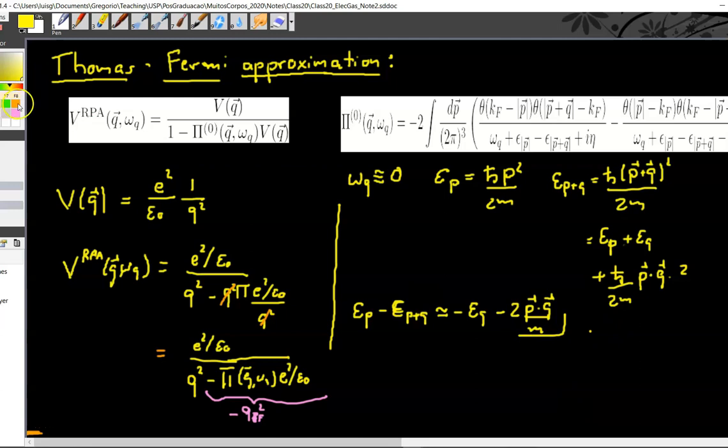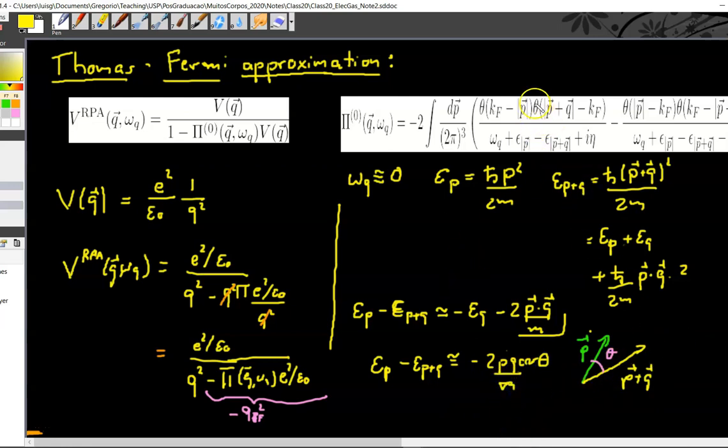If I take the cosine between P and P minus Q, to be the angle theta, I can write this for P going to 0 as something like minus PQ over m, with this m here.